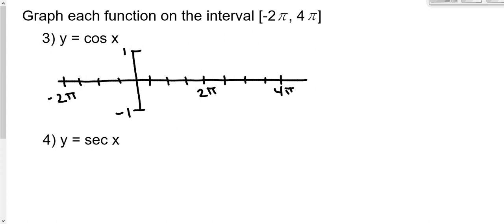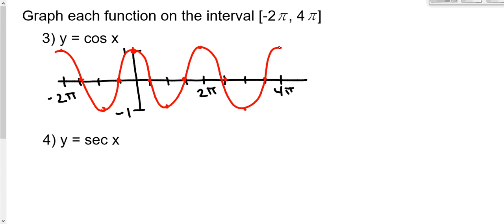Cosine goes through the point 0, 1, so we start at the top. Top, middle, bottom, middle, top, middle, bottom, middle, top. And on the other side, top, middle, bottom, middle, top. Connect those with a nice smooth curve. It's kind of fun. Feel like you're on a roller coaster. So there's our cosine graph.